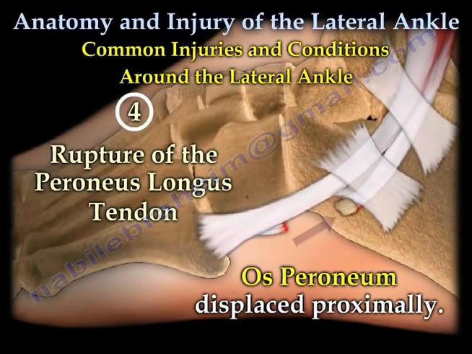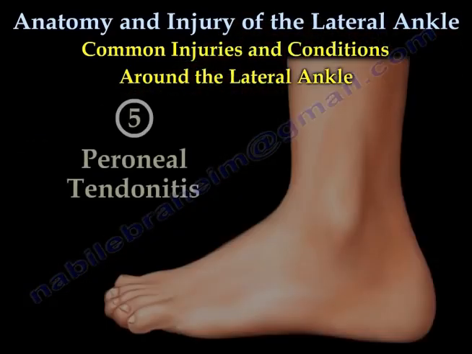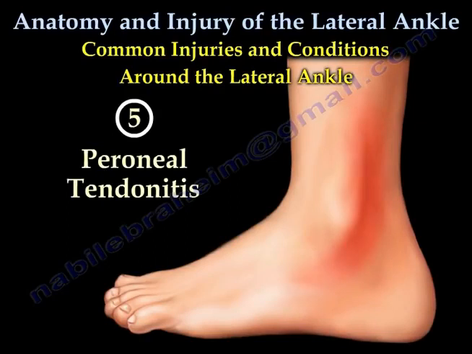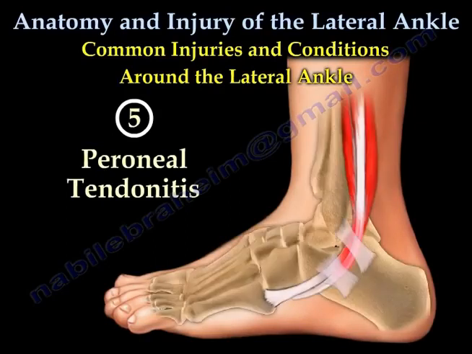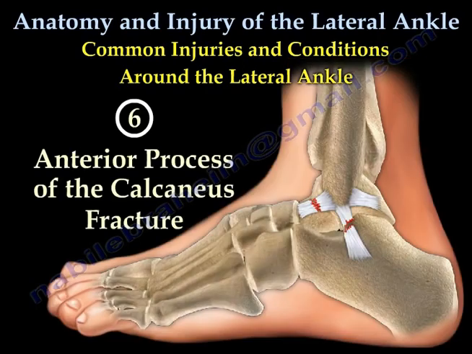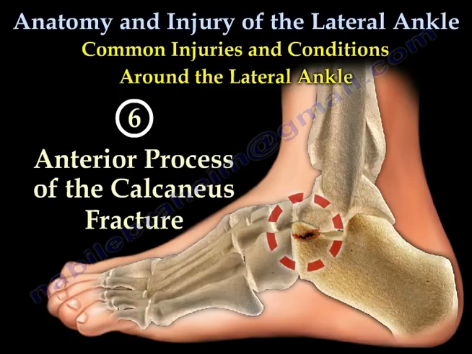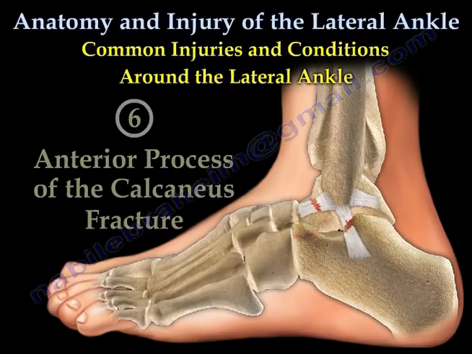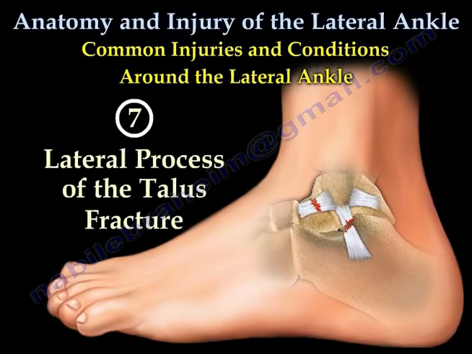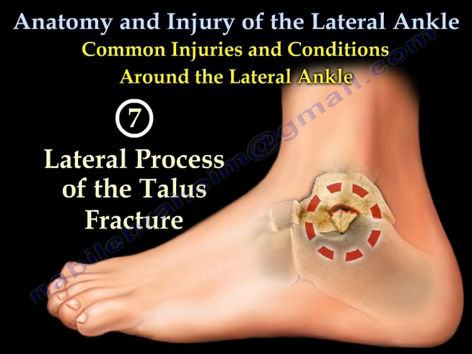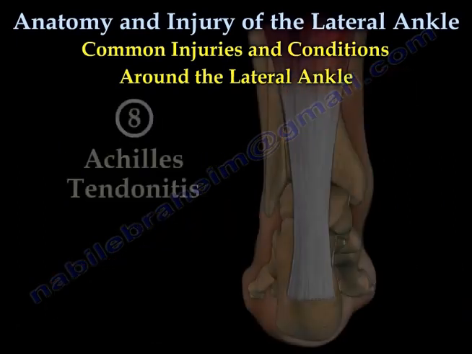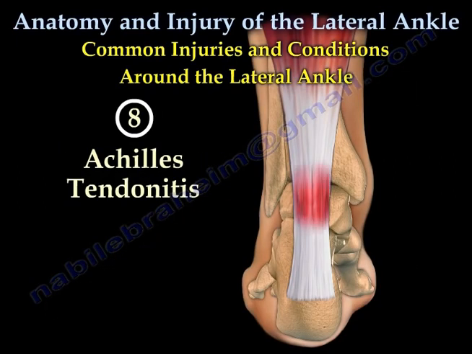Here you can see the os peroneum is displaced proximally. The fifth type is peroneal tendinitis. The sixth type is fracture to the anterior process of the calcaneus. The seventh type is fracture to the lateral process of the talus. And the last type is Achilles tendonitis.